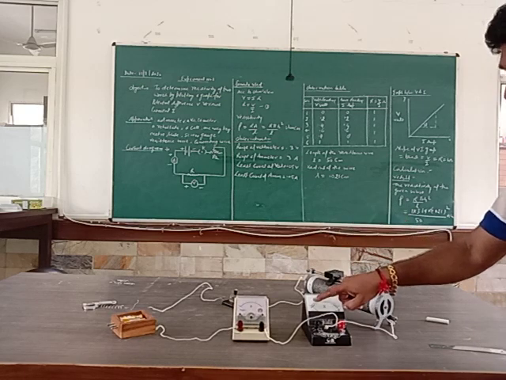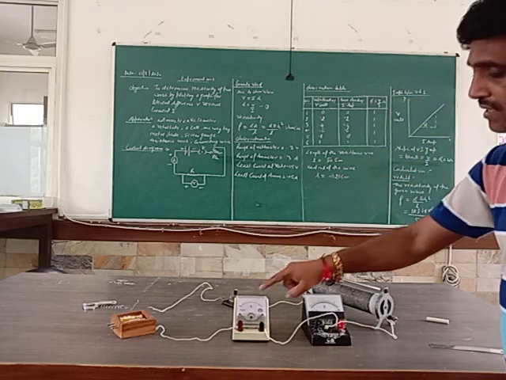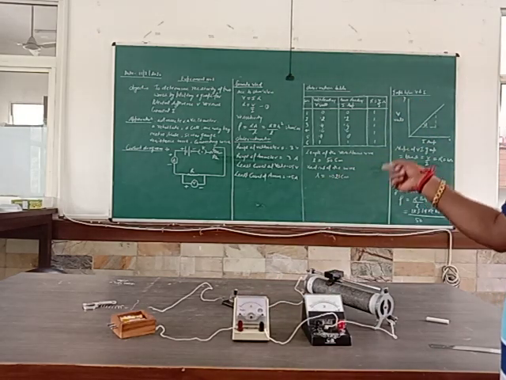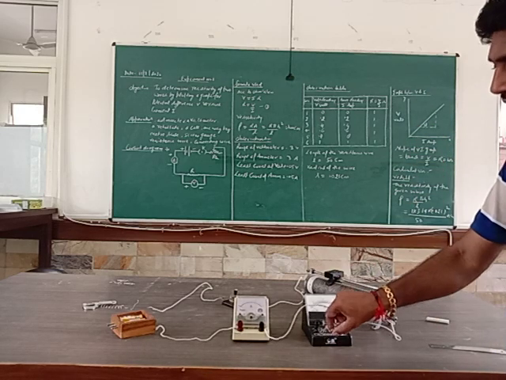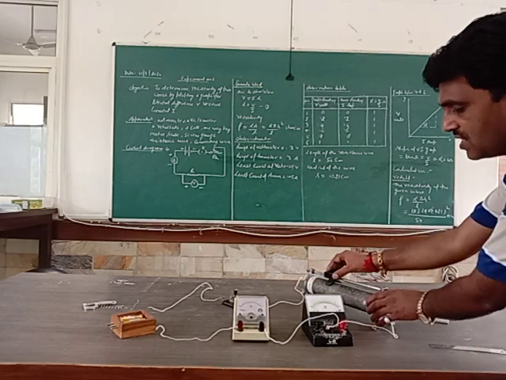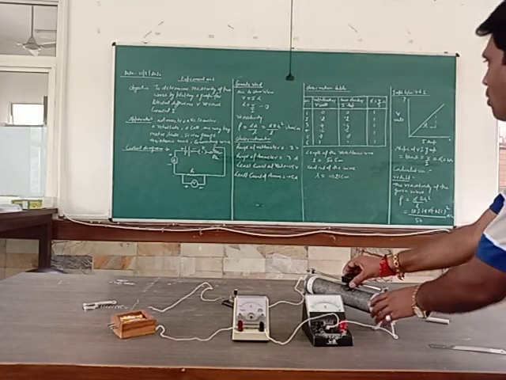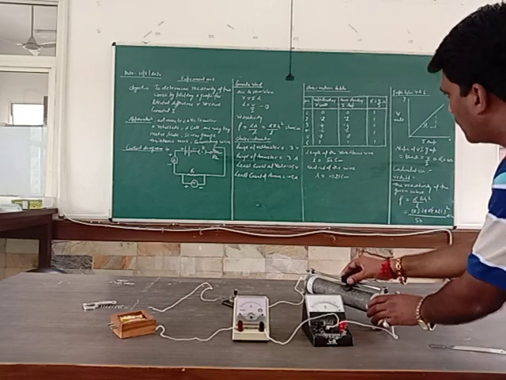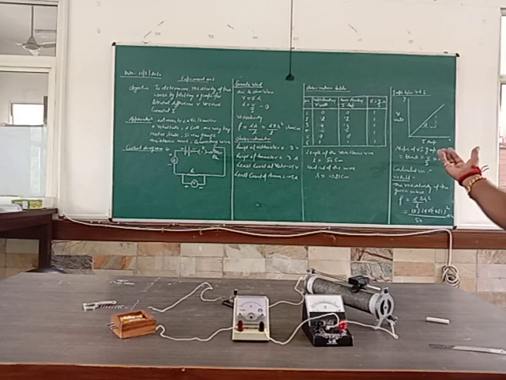So 4 divisions multiplied by 0.05 gives a voltage of 0.2 volt. The current is 4 divisions multiplied by 0.05, so the current is also 0.2 ampere. So when 0.2 volt is applied across this wire, we get a current of 0.2 ampere. When we change it with the rheostat, the voltage becomes 0.4 volt and the current 0.4 ampere. Then the voltage across this wire is 0.6 volt and the current is 0.6 ampere.